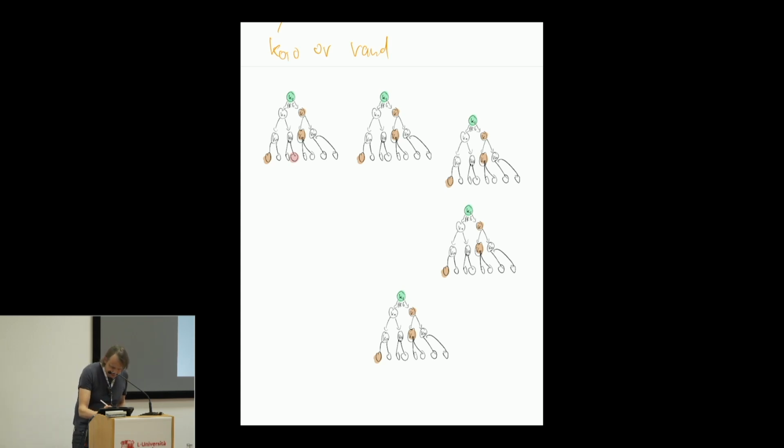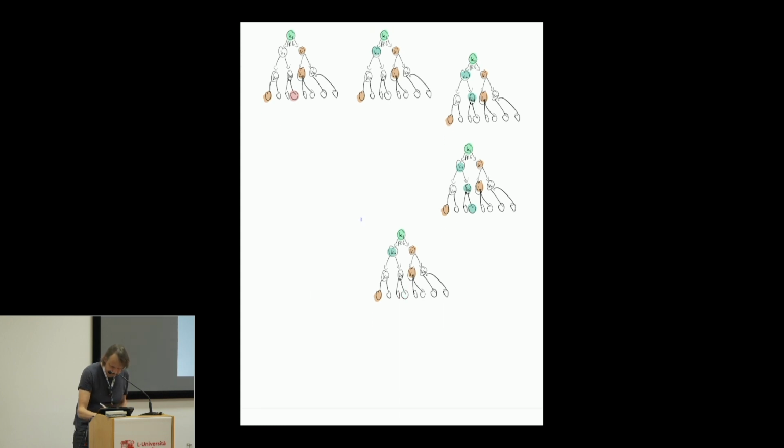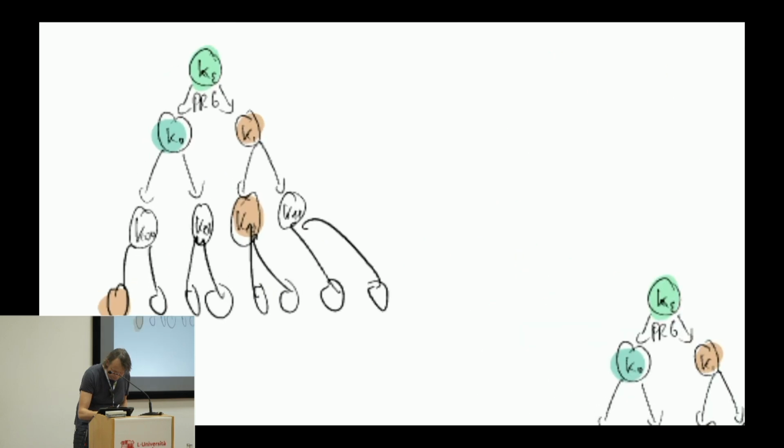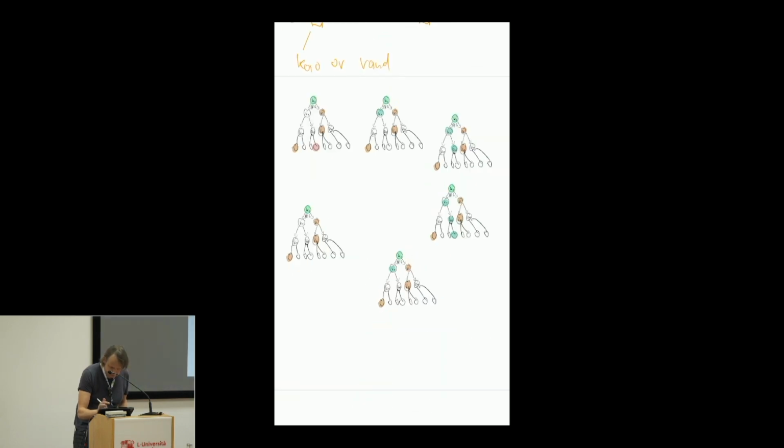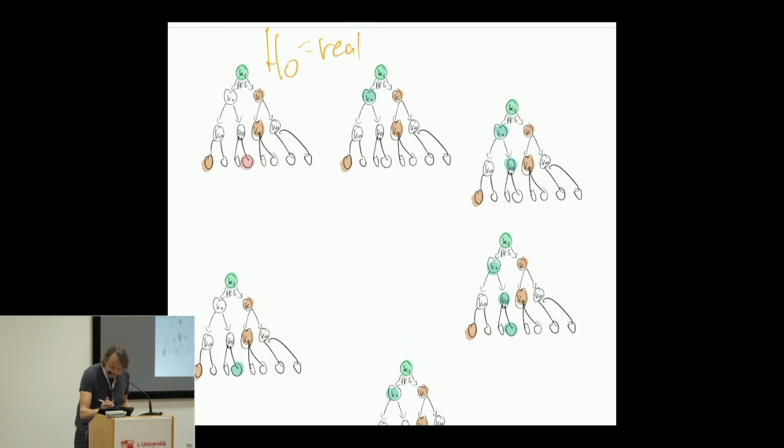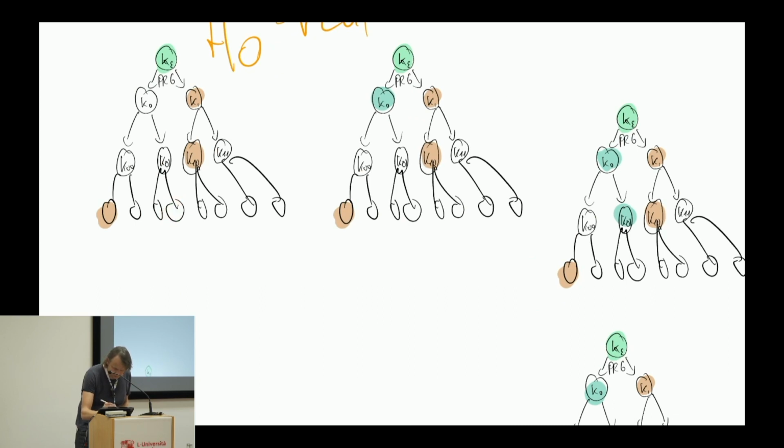So the type of hybrids that you get look as follows. This one, this one, this one, this one, one more. Okay. So these are the hybrids. This is hybrid 0, the real one. And this is the random one. 1, 2, 3, 4, 5. You see the difference. Let me remove this. So this is the challenge.